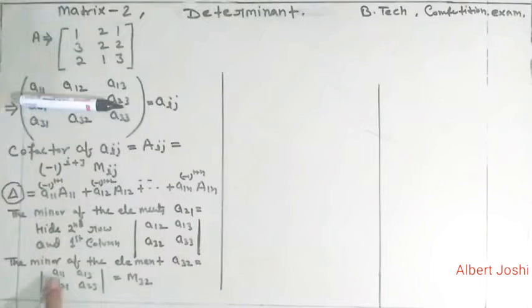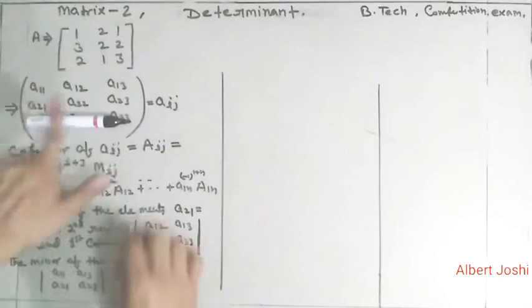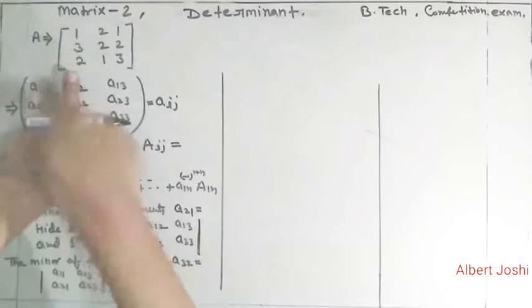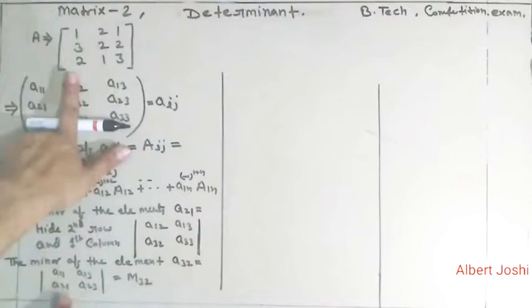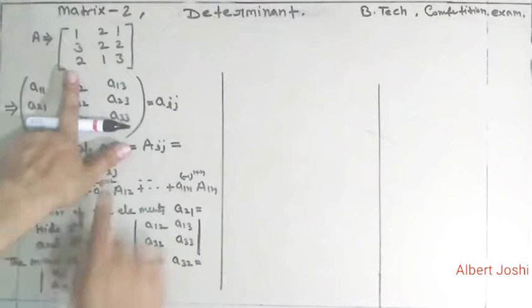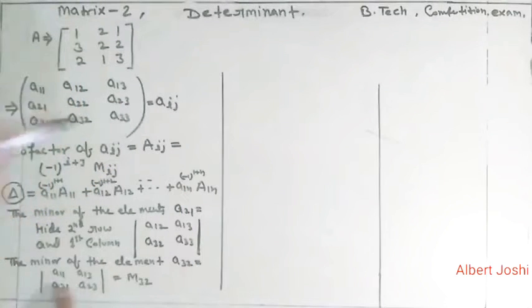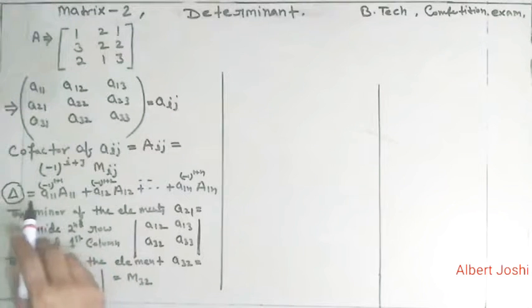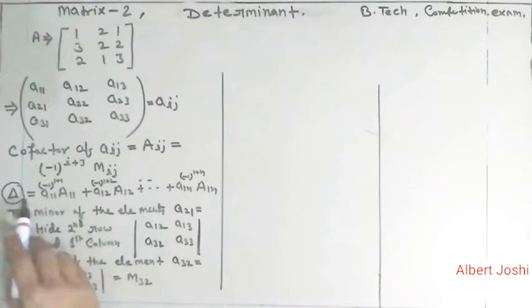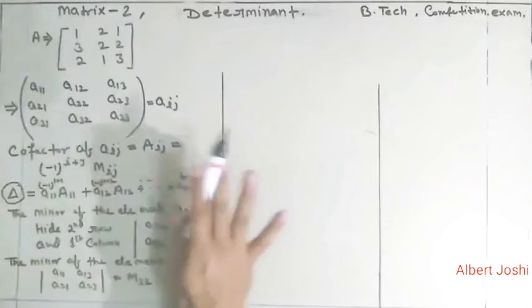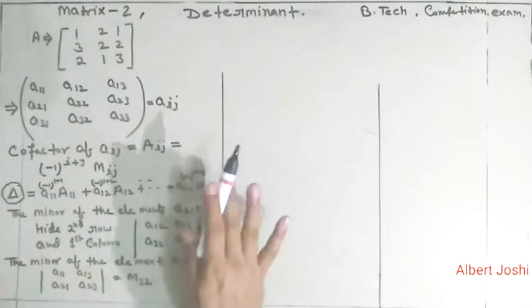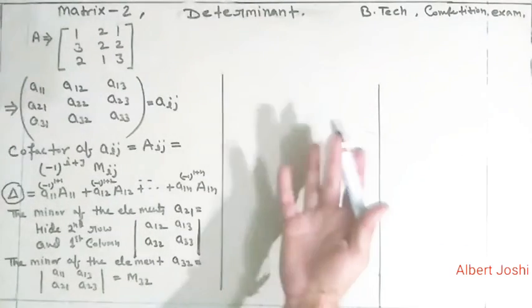Similarly, suppose you want to find the minor of a32. So 3 and 2. Now what are you looking at? a11, a13, a21, a23. So this determinant is called M32, the minor of the element a32. So this is the definition of the determinant of the matrix. At first you must know what the determinant of the matrix is, and after that you can use the simple method.